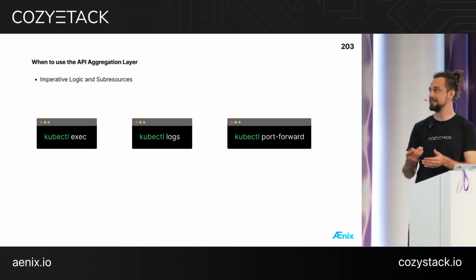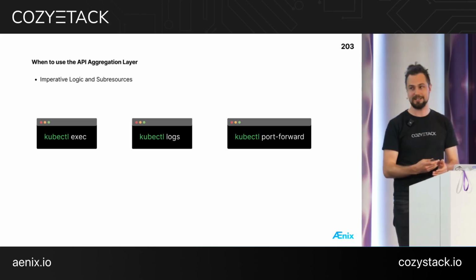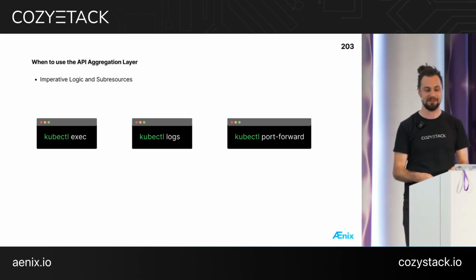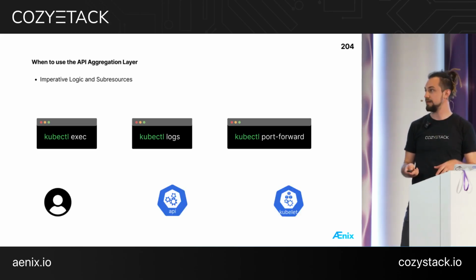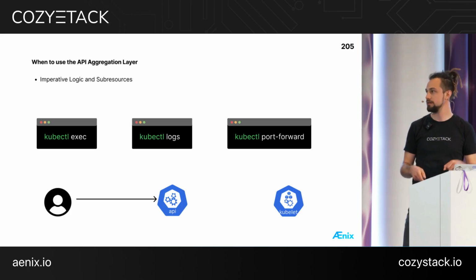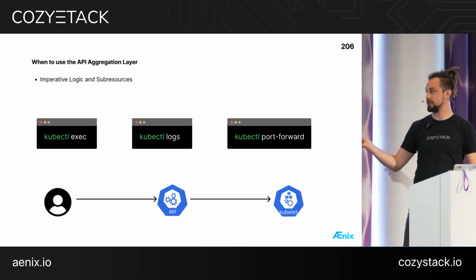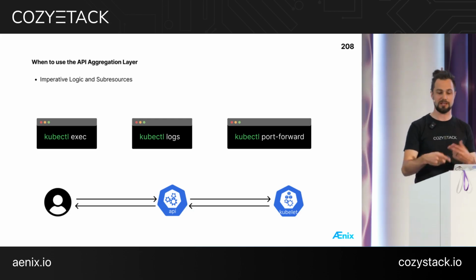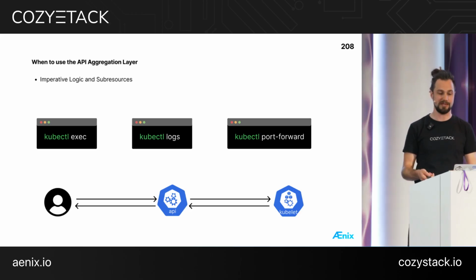With role-based access control, you can restrict or allow creating logs, and that will restrict the user from seeing the logs. This is usually done by such technology as the aggregation API layer. So when a user sends a request to the API server, it goes directly to the kubelet, does some stuff, then sends the feedback back to the user.